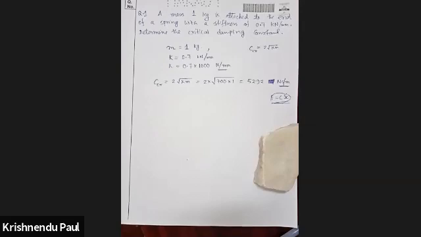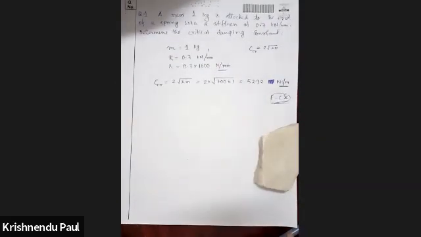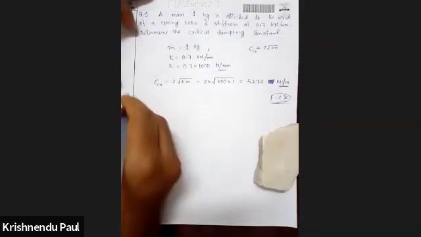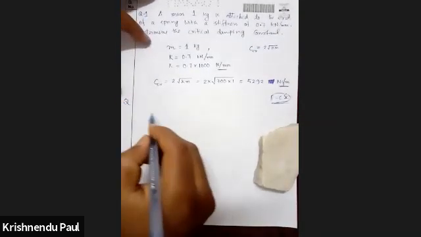A mass, a spring, and a dashpot attached to a rigid bar as shown in the figure. Write the equation of motion. Determine the natural frequency of damped free oscillation and critical damping coefficient. Complete? Yes, sir. Let us draw the figure.